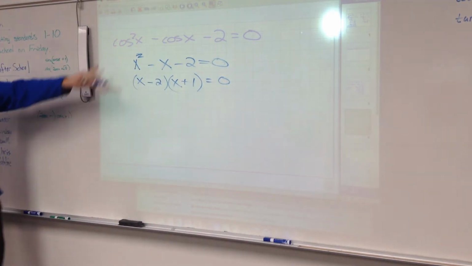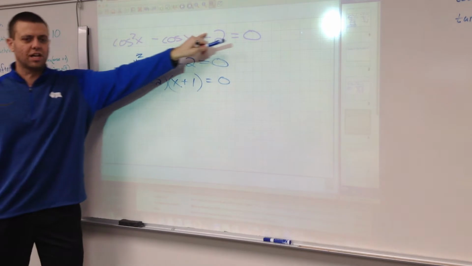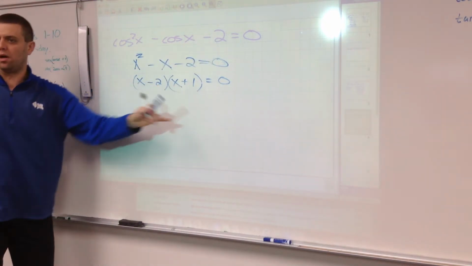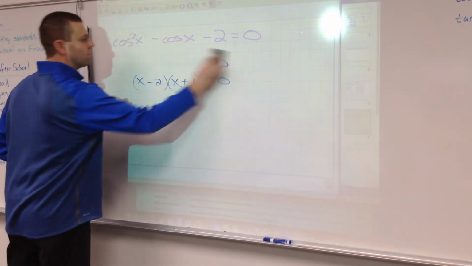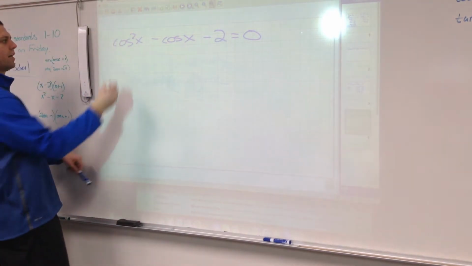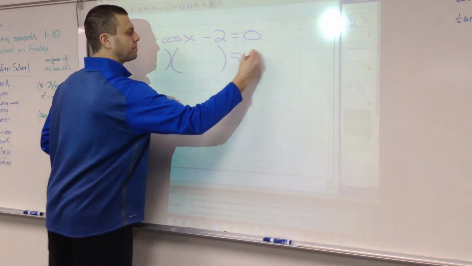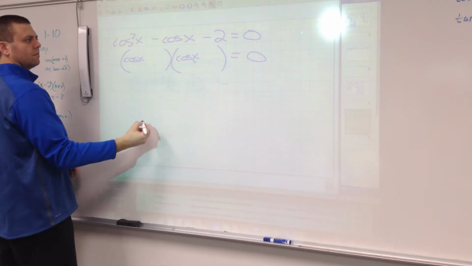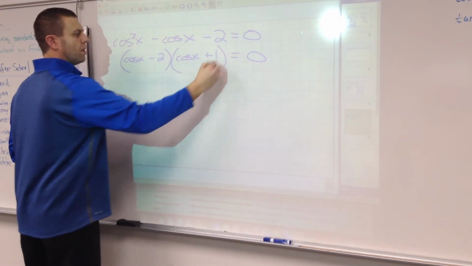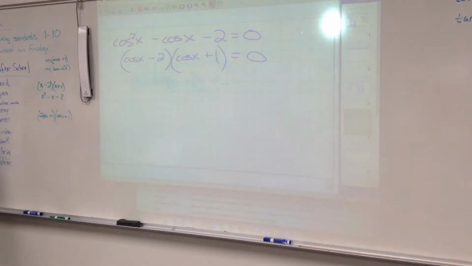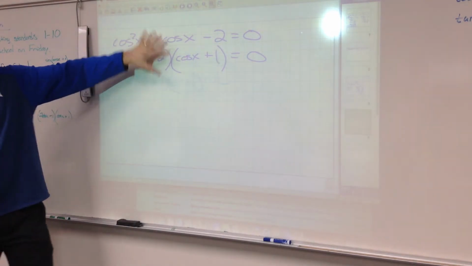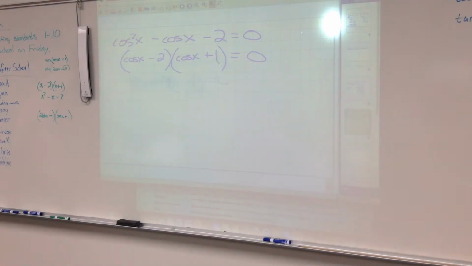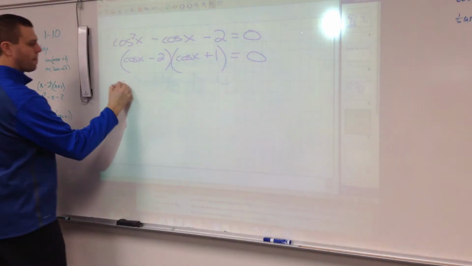So then how is that going to look if I use cosines? Just put cosines in front: cosine x minus 2, cosine x plus 1. Instead of x, it's going to be cosine. So it'll look just like this. Cosine x, minus 2 and plus 1. So now I have a factor times a factor equals 0. So what am I going to do with both factors? Set them equal to 0.